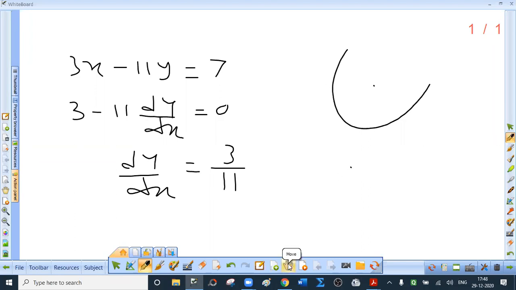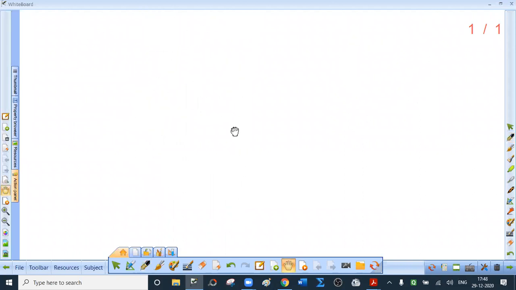Okay. Second part is physical significance of derivative. I already explained this, that what is the physical significance of derivative?